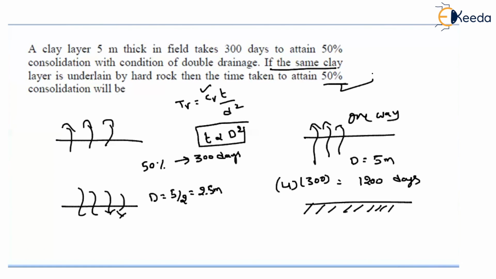Understand? So all the problems we have seen are based on the time factor, the percentage of consolidation and final settlement. In the next video, we will see the problems based on how to find the settlement. Thank you.